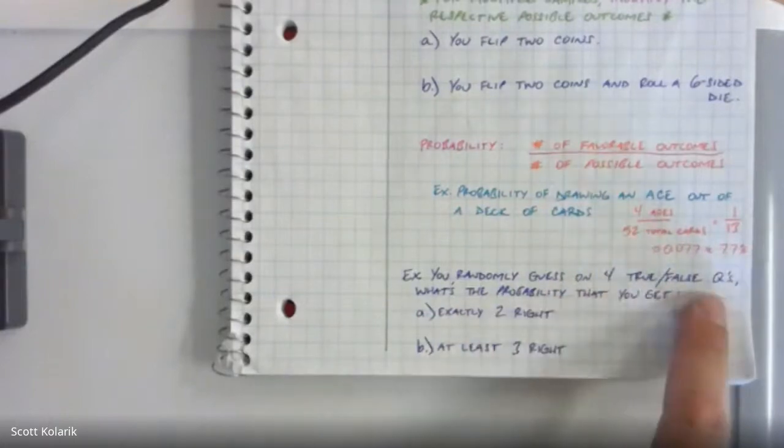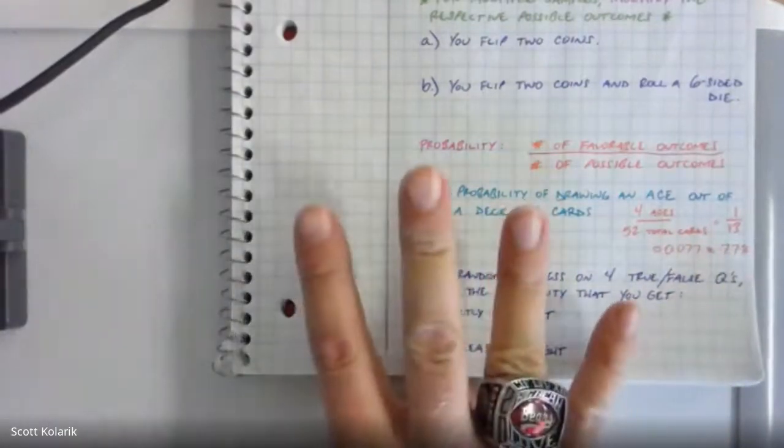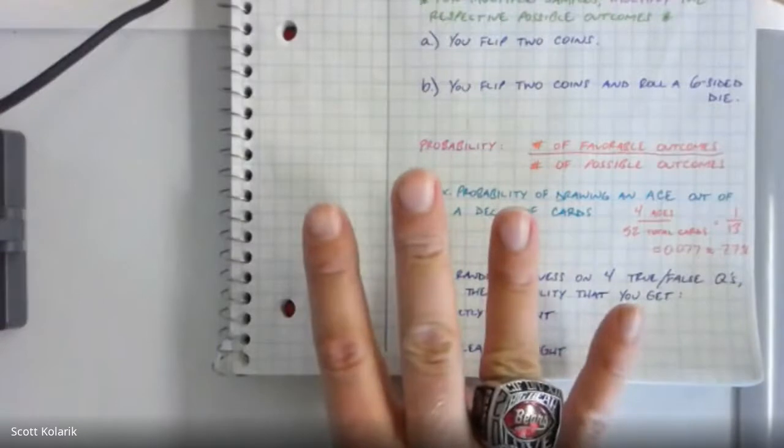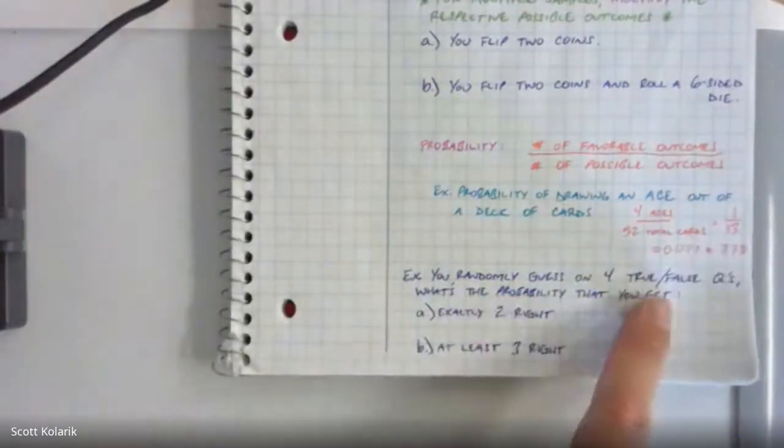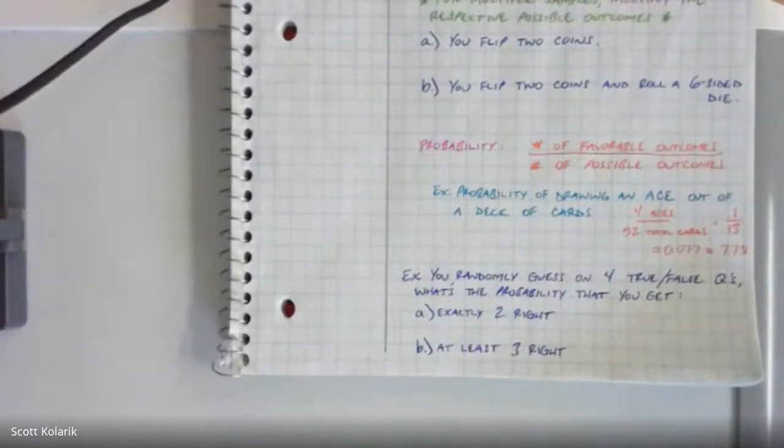On a 4-question quiz, there were 4 events happening. Each of those events had 2 different outcomes. When I multiply them all together, we got 16 different ways that this quiz can be filled out. Okay.